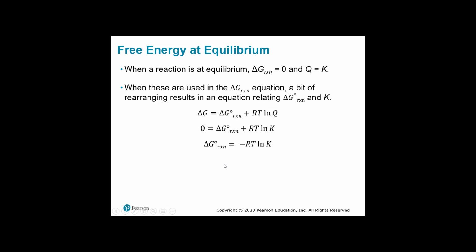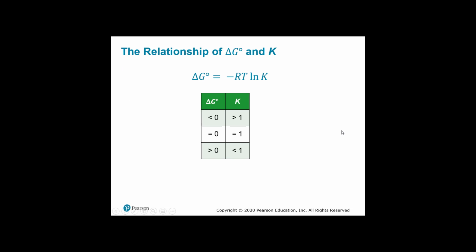So when a reaction is at equilibrium, the free energy is equal to 0 and Q equals K. We can substitute these into this formula. We can make this equal to 0, and then we have Q, which we can make K, our equilibrium constant. Then we can make these equal to each other, and this is where we get this bottom problem, which I think is 19.13 in your book.